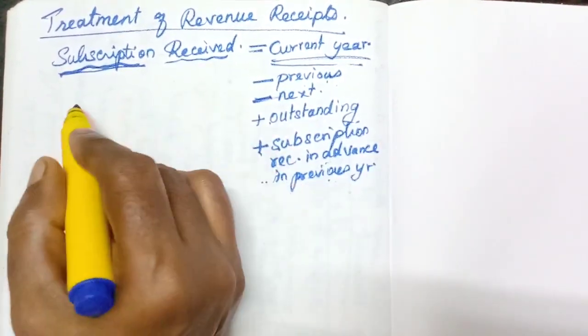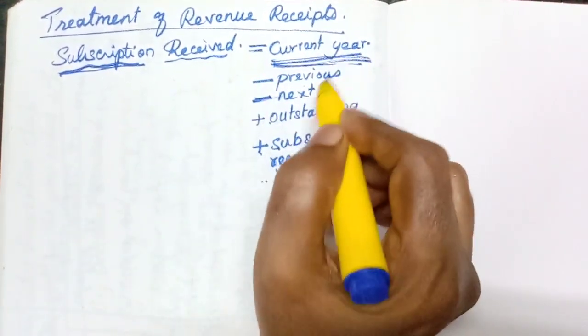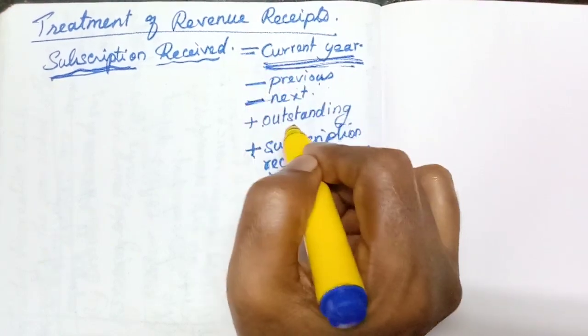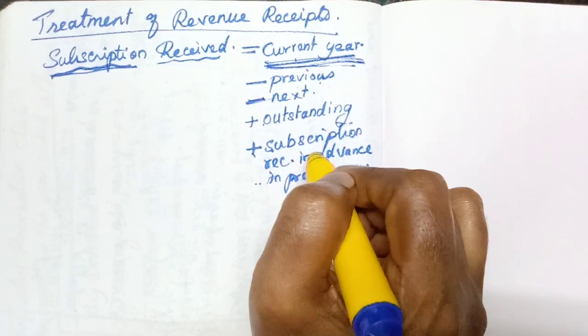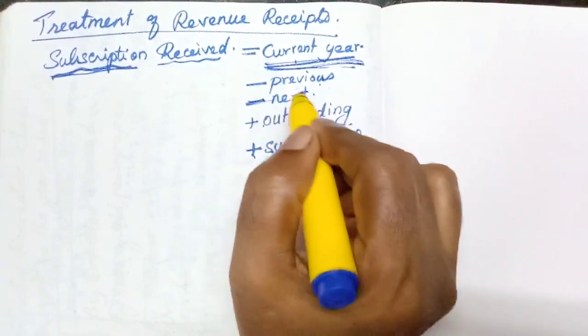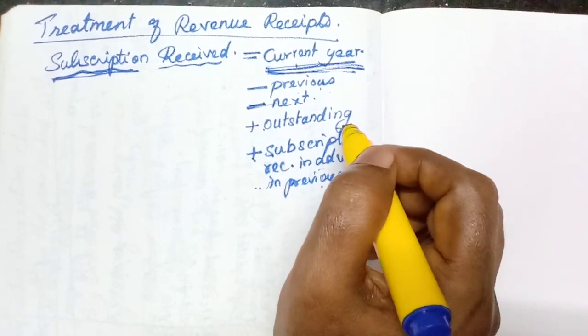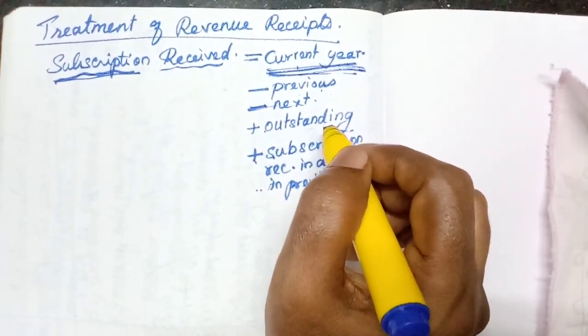Only one rule is there. We have to take only the current year's subscription. Anything related to previous years or next years we have to deduct. The current year's outstanding we need to add. Last year they received in advance, but that is related to this current year, so we add that. You have to think about which year the subscription is related to.